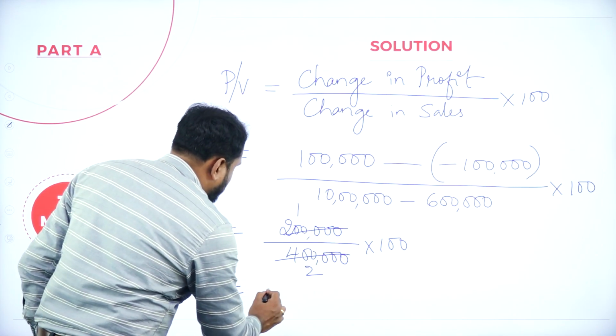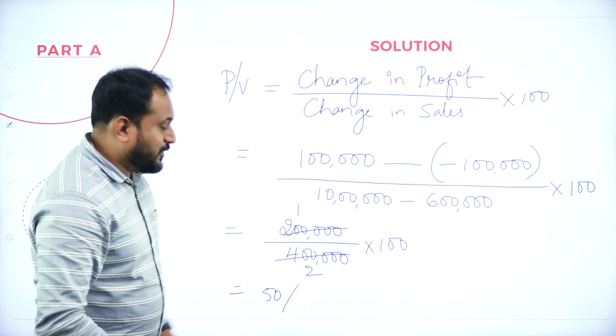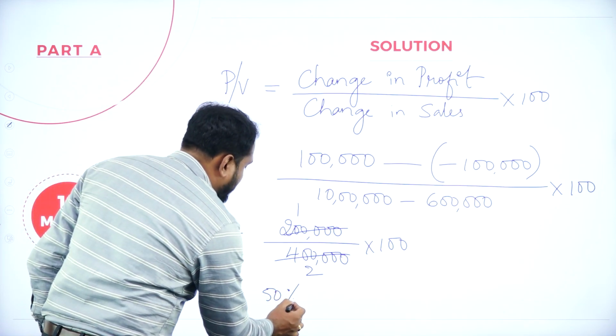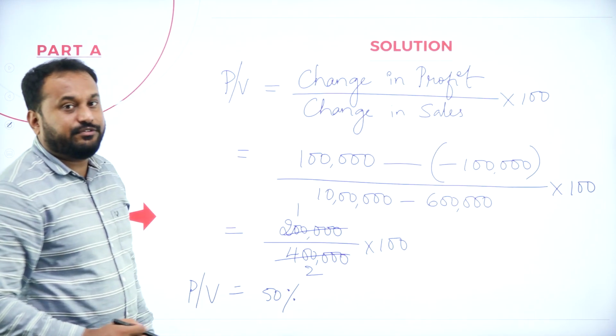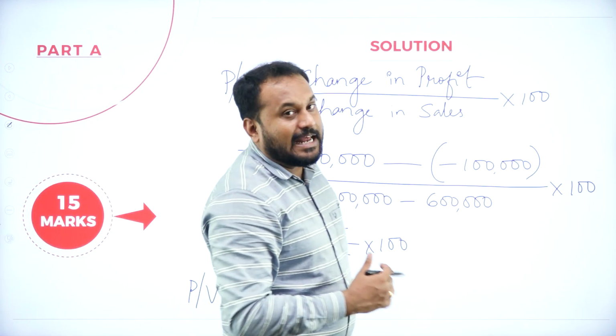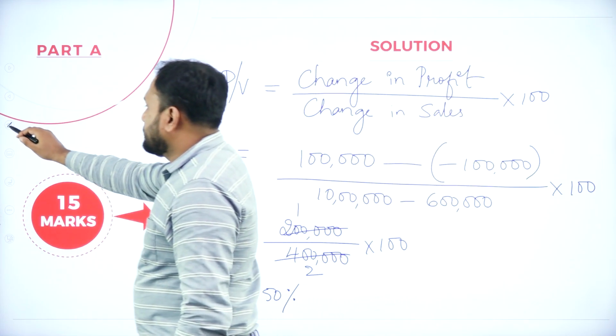Now here, 2s are 1s are, so what happens is 50%. That is, 100 divided by 2 is how much? 50. So you will write here 50%. So my PV is equal to 50%. This is how the calculation of PV goes. Now let me erase this for you.